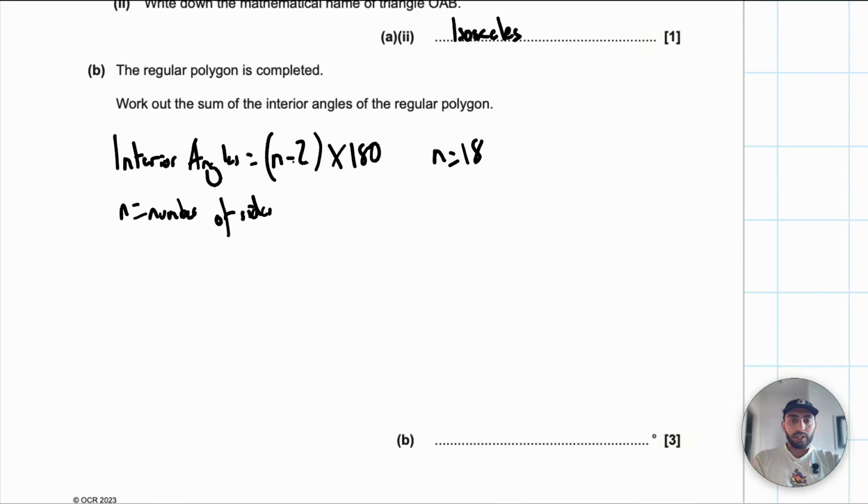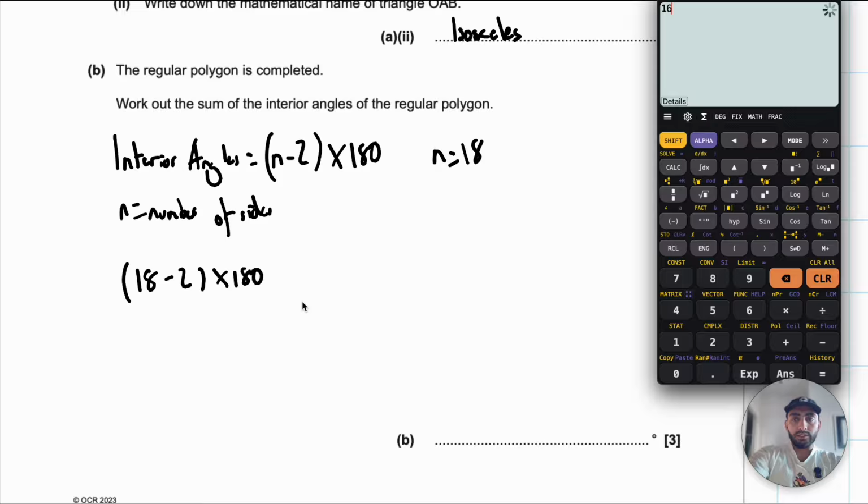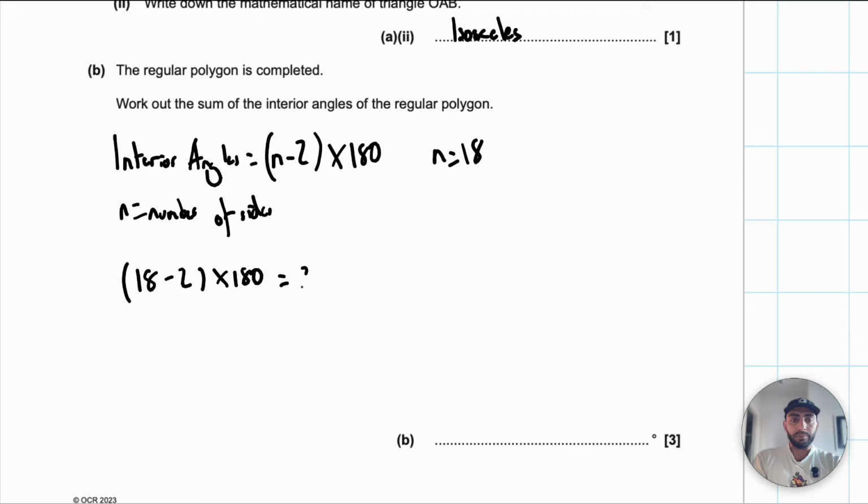Let's substitute this 18 into here. So we've got 18 take away 2 multiplied by 180. 18 take away 2 is 16, and 16 times 180 is 2,880. That'd be in degrees.